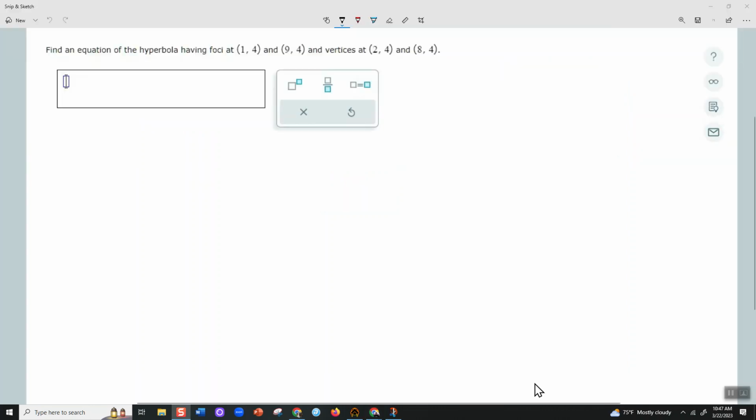Moving on to number 10. On number 10, we have the foci and the vertices of a hyperbola, and we need to find the equation, which is either going to be x minus h squared over some number minus y minus k squared over some number equals 1, or vice versa, depending on where the axes are. So we need to figure that out.